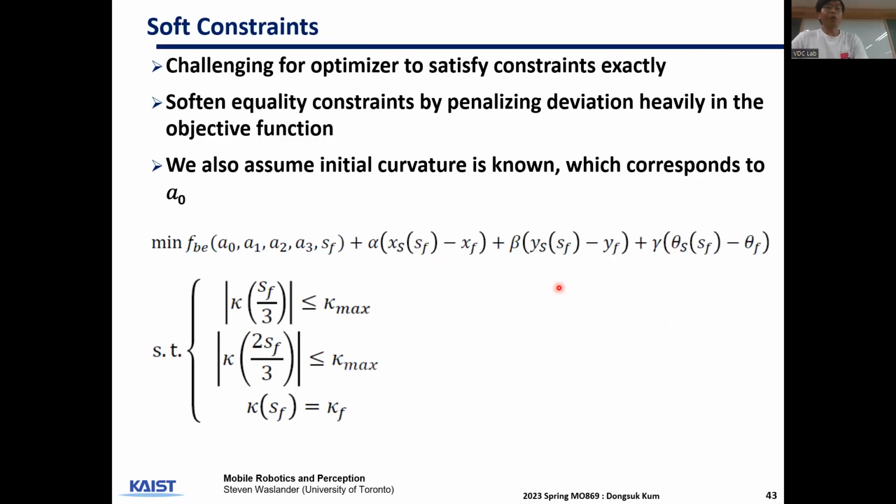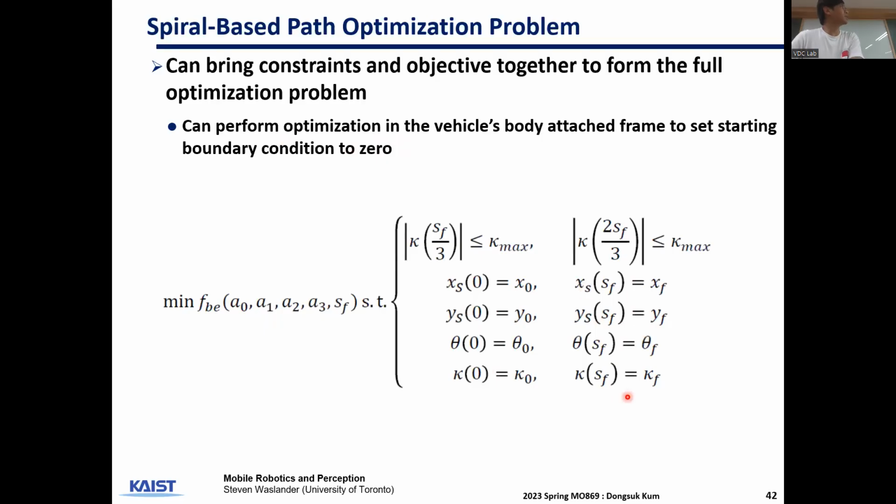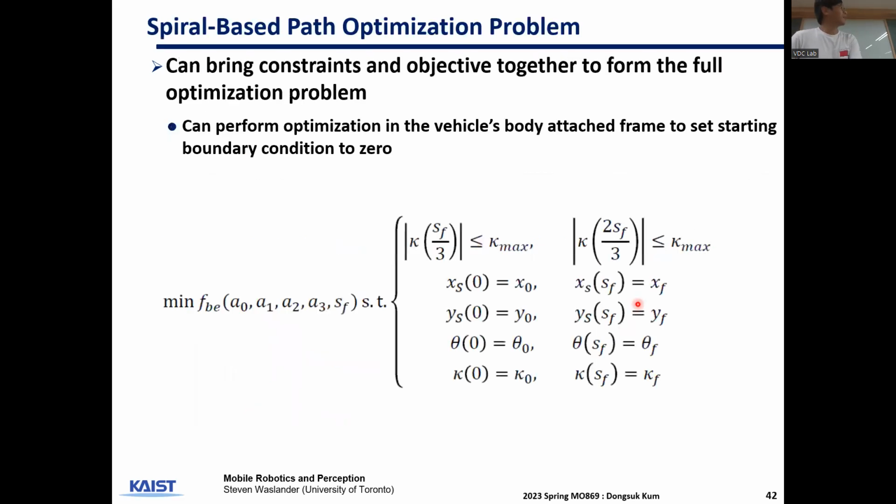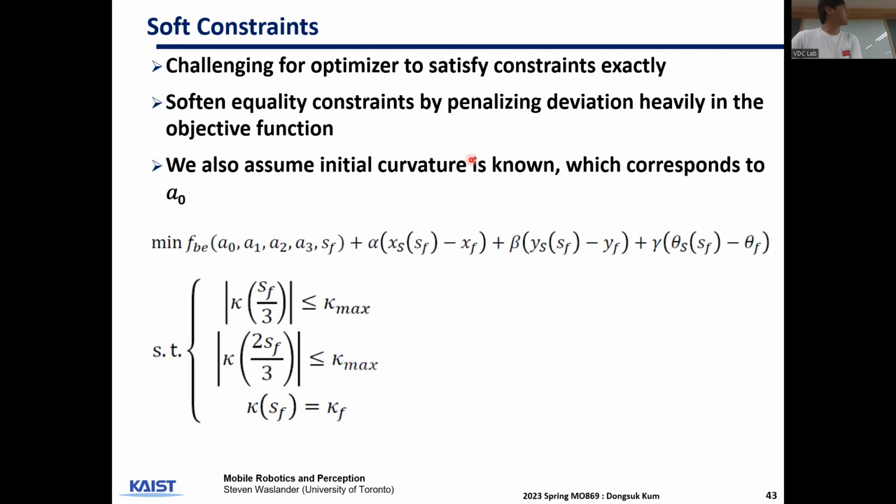Usually it is challenging for optimizers to satisfy all these exact constraints. One way to tackle this is to soften some of the equality constraints by penalizing deviation heavily in the objective function. For example, the final terminating constraints are now expressed as part of the objective function. So the main difference here is that you allow the plan to deviate a little bit and it will be fine.